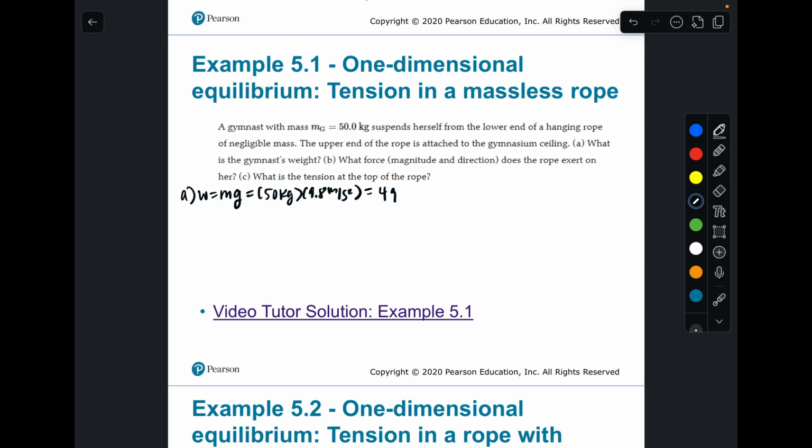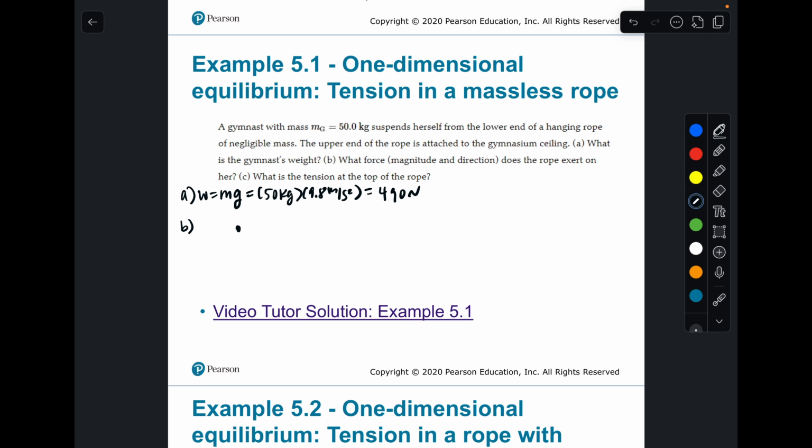And that is 490 newtons. Part B, what force does the rope exert on her? So the subject is her, and what we'll do is draw a free body diagram of her. And so she is a dot. And so let's think about all the forces acting on her.